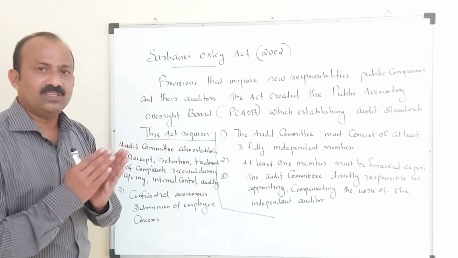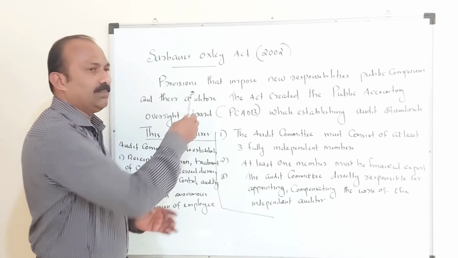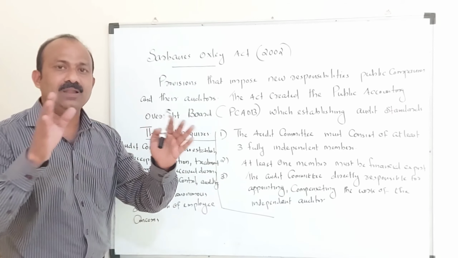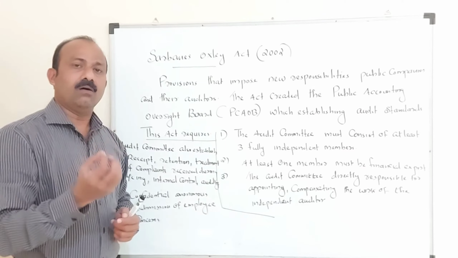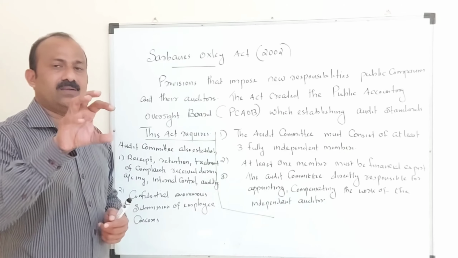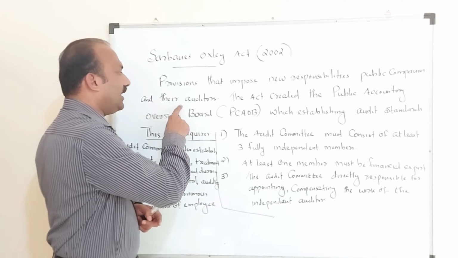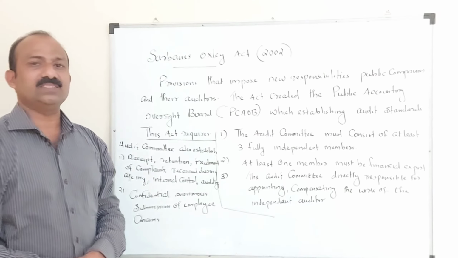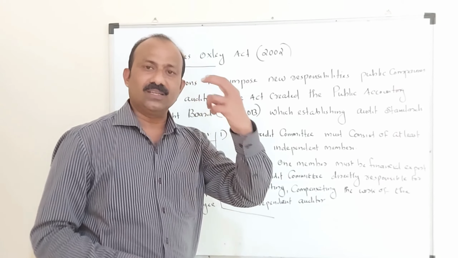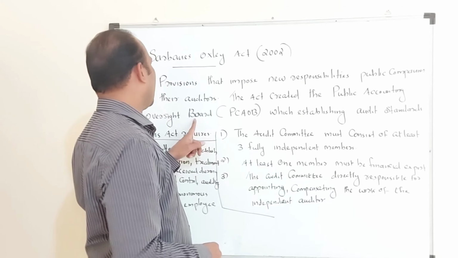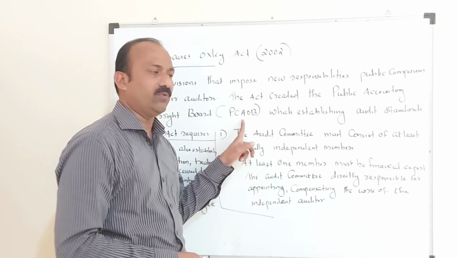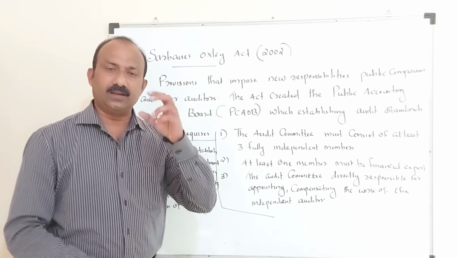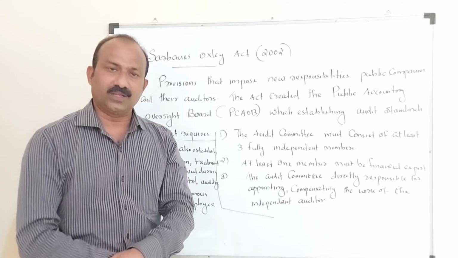What is the role of the Sarbanes-Oxley Act? Some provisions are included for new responsibilities of public companies. They are imposing some responsibilities on public companies and their auditors. This act created the Public Company Accounting Oversight Board, PCAOB, which establishes audit standards. They are giving the audit standards for the companies.